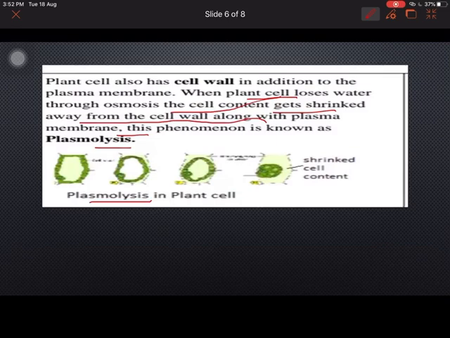You can see here both the cell wall and cell membrane are intact. When we have put it in a certain kind of solution, or you can say hypertonic solution, the cell membrane starts going inside and the cell has started shrinking, and here the complete shrinkage of the cell has taken place.